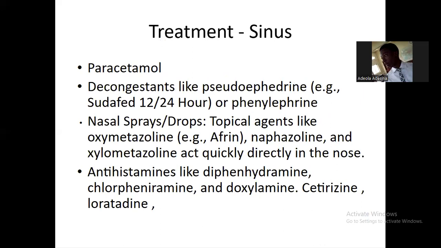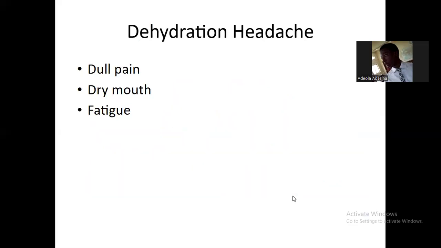How do you treat sinus headache? You give paracetamol. You can give decongestants like pseudoephedrine and phenylephrine. Then there are topical agents like oxymetazoline, naphazoline, and xylometazoline. Finally, we also give antihistamines like diphenhydramine. There is a combination with paracetamol, chlorpheniramine, and doxylamine. You can also give cetirizine or loratadine for sinus headache.